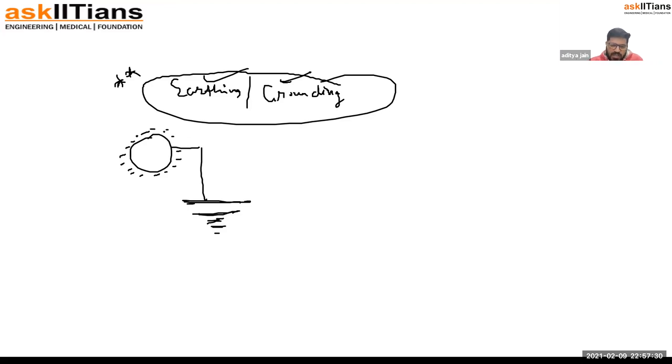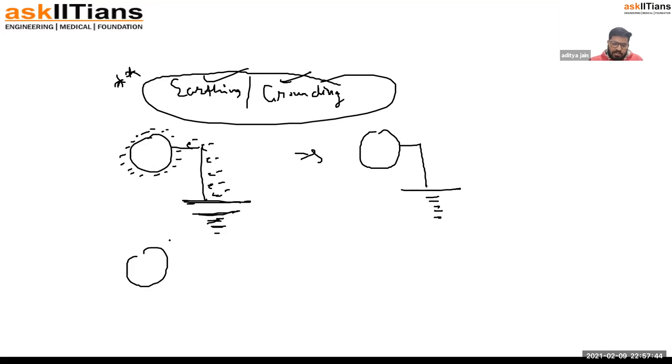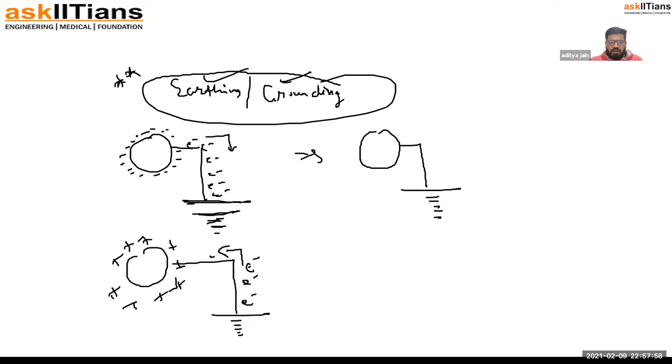So in this case, if this body is negatively charged and this body is grounded, then this complete negative charge, or electrons, will flow into the ground. So what will happen? This body will become neutral. Suppose I am taking a positively charged body and I am earthing or grounding it. What happens? Now electrons will flow from the earth to the body, up to when the total positive charge on the body becomes equal to the total negative charge. And then the body will become neutral.